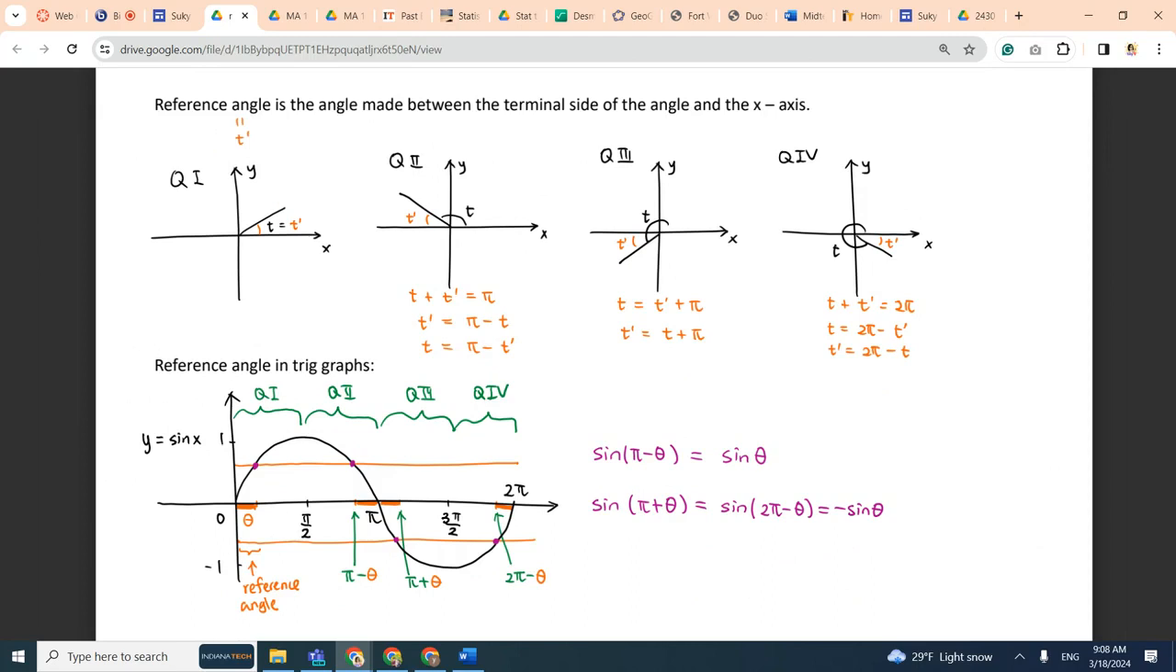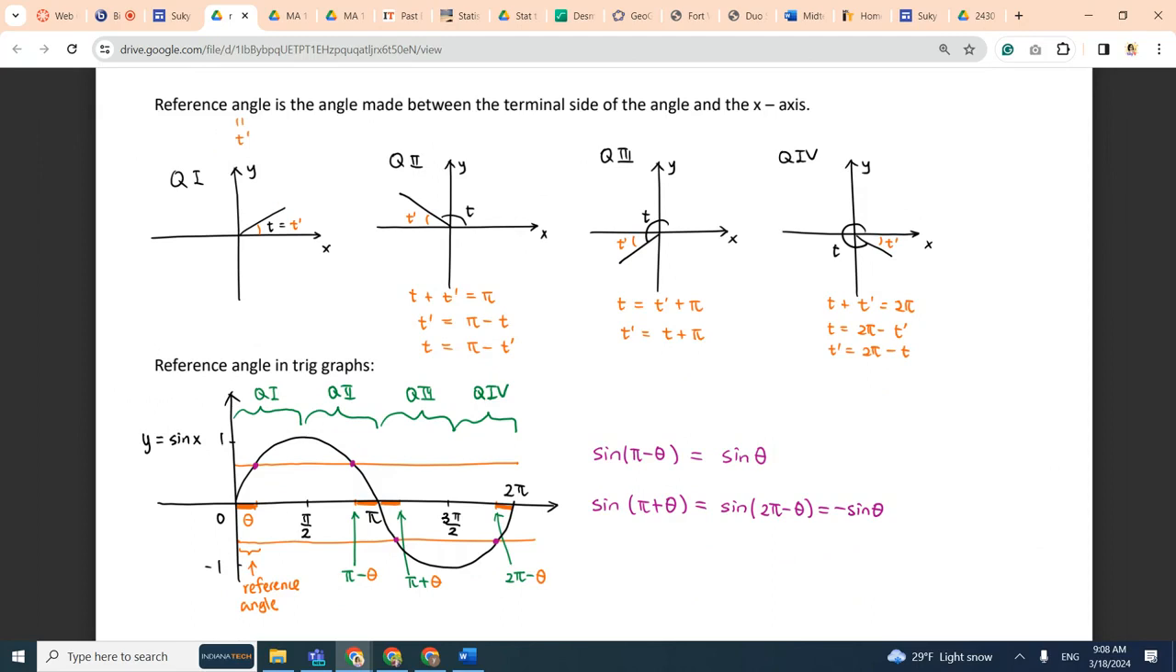Here, third quadrant, the angle is pi plus the reference angle. Match with our answer. How about here? The fourth quadrant. We have the angle is 2 pi minus the reference angle. So this is the unit circle, and that is our reference angle in the trig graph.